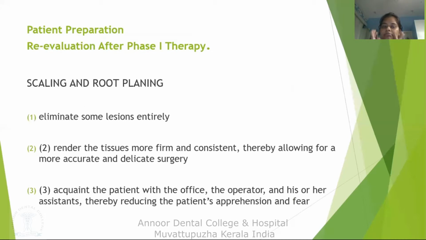Now, the patient has finished his phase 1 therapy, and you call the patient back for reevaluation. So what are you going to see? During scaling and root planing, the first non-surgical phase, we eliminated some lesions entirely and got the tissues to be more firm and consistent. So how do we make the gums ready for a surgical phase? We have to eliminate most of the lesions entirely, if possible, by scaling and root planing.